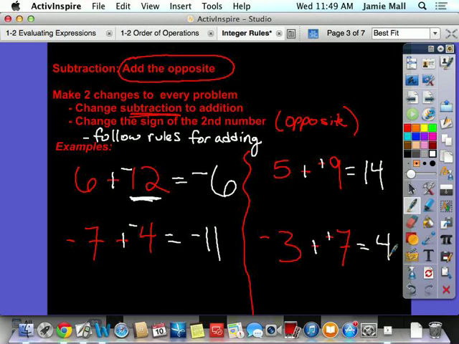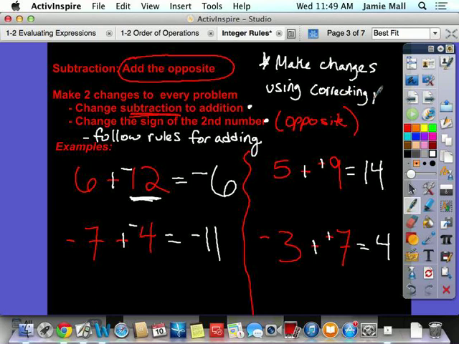All right? This should all be review from last year, so hopefully adding and subtracting are things that you're remembering. One little hint, these changes that I've made here, you can see that I did it in a different color. I always recommend that you make those changes using your correcting pen. It's just something that I think helps you to visually check that you've done both of these two things. So when you're working with positives and negatives, particularly with subtraction, make those changes using a correcting pen. I think it's the easiest way to just ensure that you've actually done it. It's like a visual checkpoint.